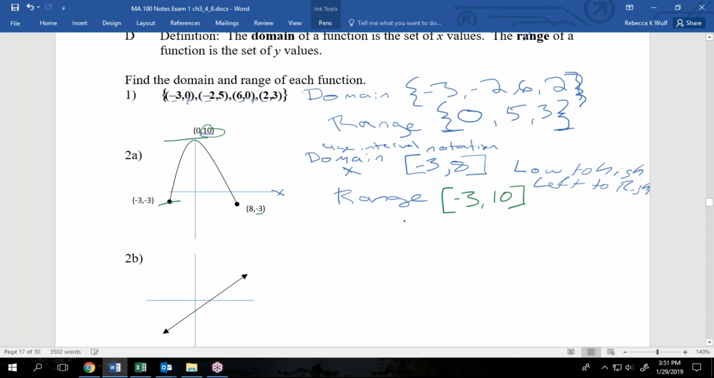Okay, so my x values only go from -3 to 8. That's my domain. My y values only go from -3 to 10. That's my range. Okay, what if I have a graph that has some arrows on it, as our functions often do? What would happen then?